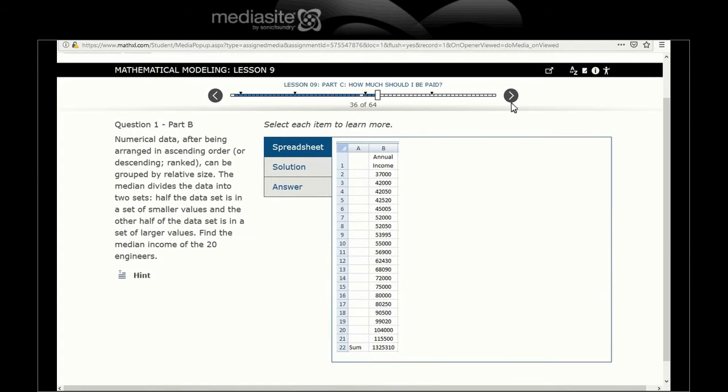Close screen. So, numerical data, after being arranged in ascending or descending order, can be grouped by relative size. The median divides the data into two sets. Half the data set is in a set of smaller values, and the other half in the set of larger values. Find the median income of the 20 engineers.